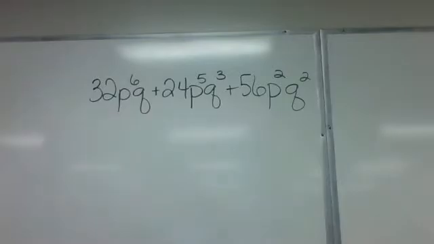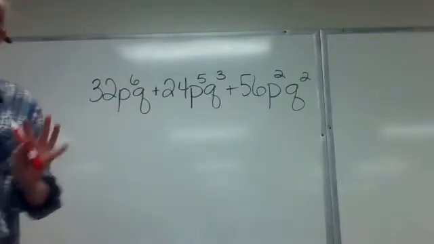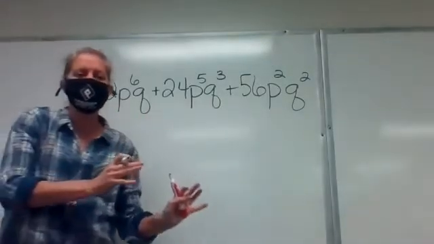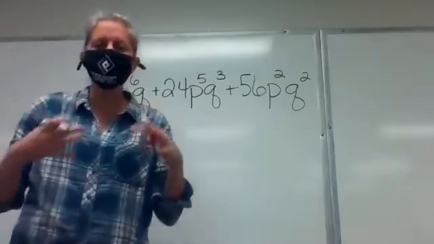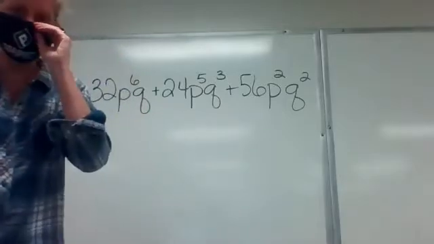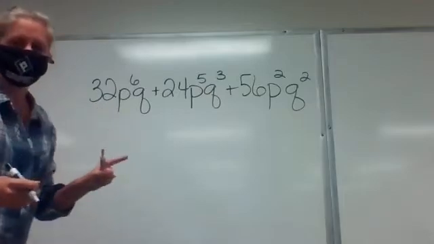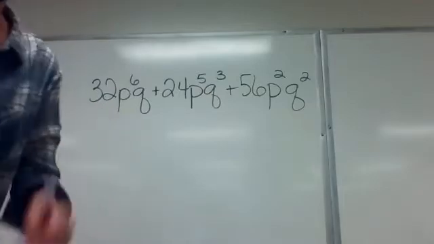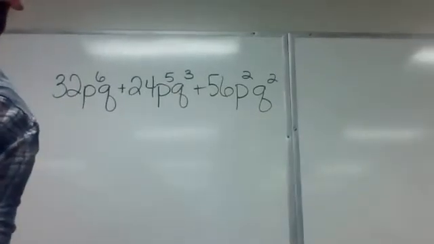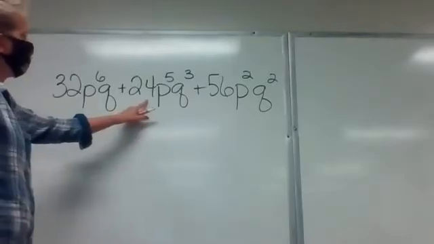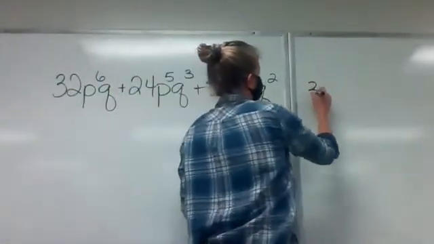So this looks complicated, but just take it one small step at a time. The first thing we're going to do is just look at the number part. So here we've got a 32. I'm going to write this over here separately. So I've got a 32, a 24, and a 56.